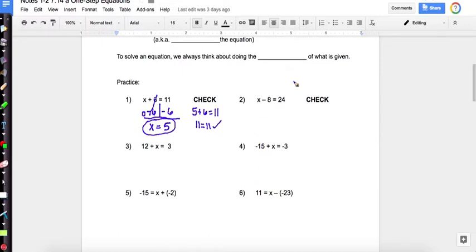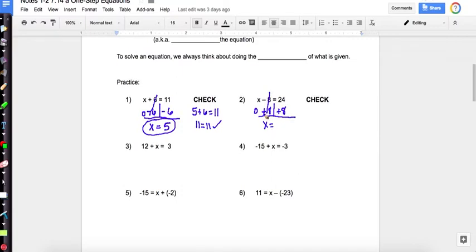Okay, moving on to number 2. It's subtraction, so draw your T. The opposite of subtracting 8 is adding 8, so I'm going to add 8 to both sides. And what you might be thinking is, how do these cancel? Because they do, and they equal 0. So bring down your x equals.